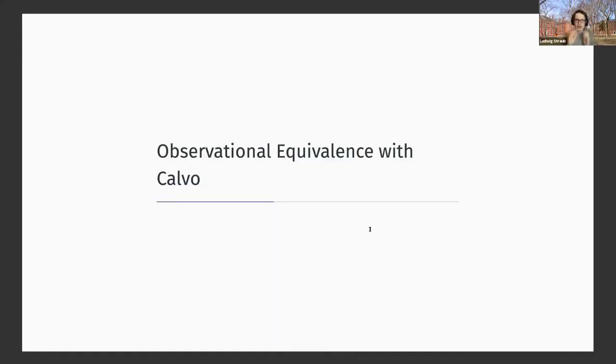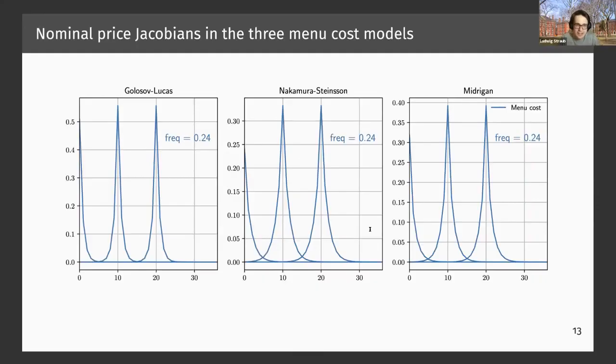I'm going to show you nominal price Jacobians, and then importantly, Phillips curve Jacobians for three different menu cost models: the Golosov-Lucas model, the Nakamura-Steinson model, and the Midrigan model. And then we're going to see how well we get a Calvo Phillips curve Jacobian to fit these Jacobians. Okay, let me just flash the results for nominal price Jacobians here.